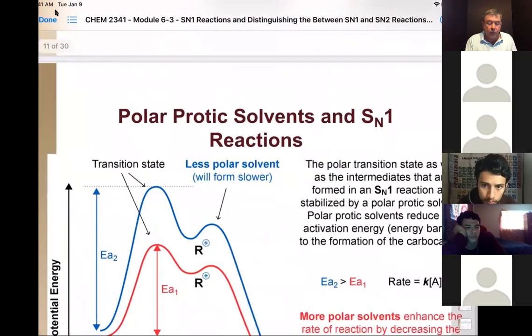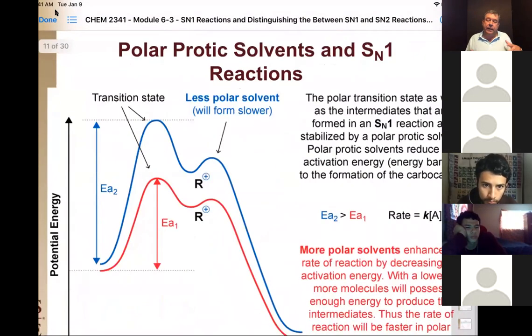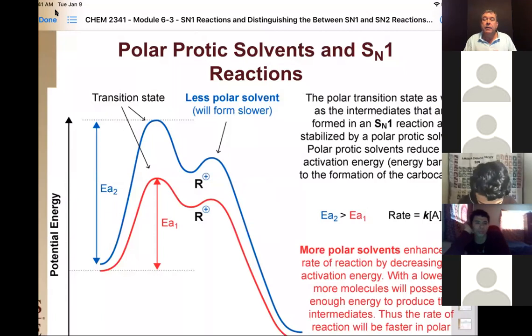Okay, so how does that look in the energy diagram? Well, as it turns out, because the polar protic solvents can stabilize that breaking of the bond, that makes the activation energy of breaking that bond smaller. Okay, so because it's smaller, that's going to promote the reaction.